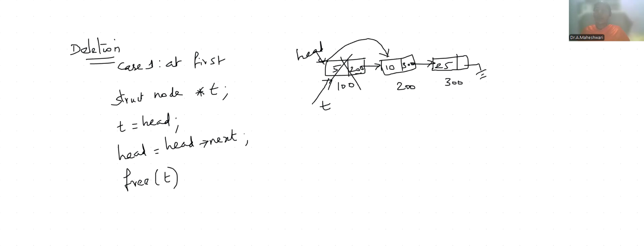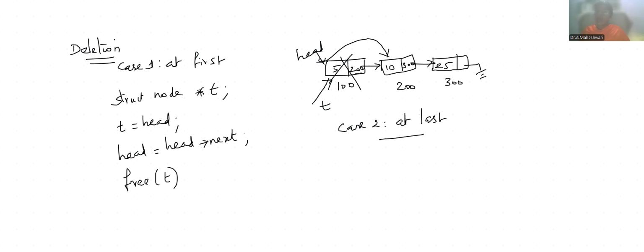Okay. Now the same thing, I want to delete the last node. So how can I delete the last node? So case 2, delete last. Again, I'm going to use one traversing pointer. Why? Because I want to know which node is the last node. We know the feature, right? The node whose next value is null is called the last node. Which node has the next value equal to null, that is the last node.